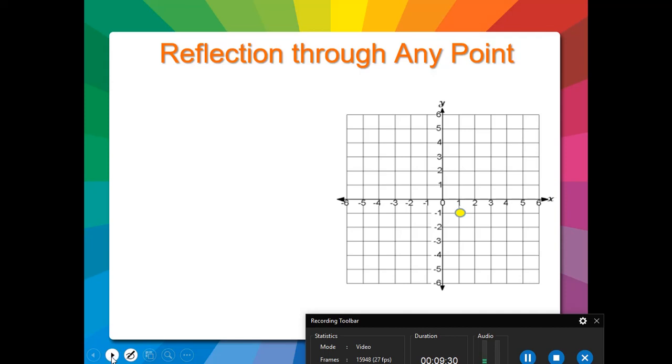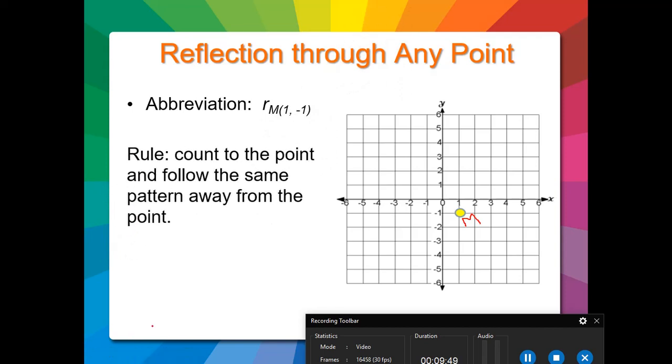We can also reflect through any given point. In this case, the reflection occurs through point M, which is located at 1, -1. I would encourage you again to put this point on your graph with a nice bright color, and we should label it M. And again, there will be no specific rule. We will plot our pre-image, and then each point we will count to M and then away from M with the same pattern.